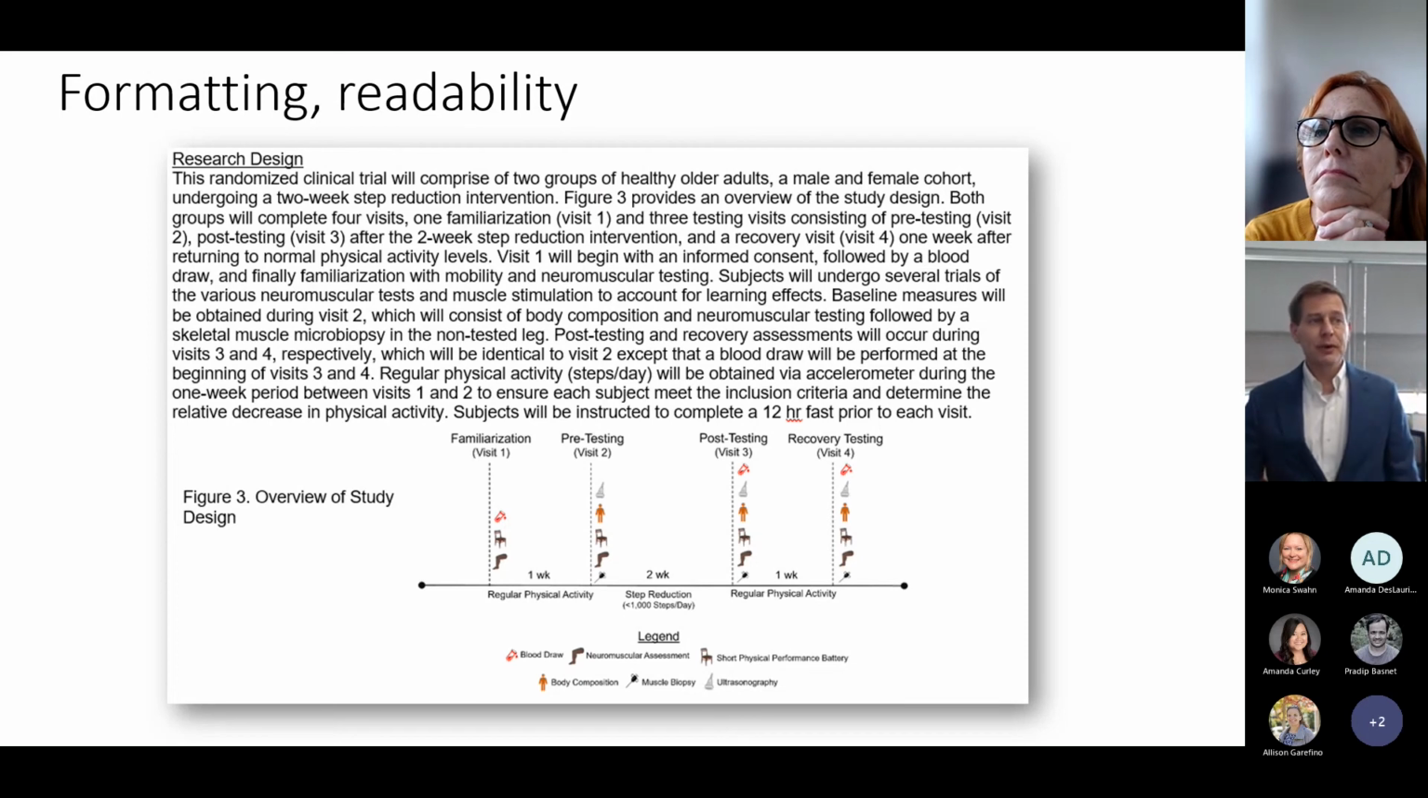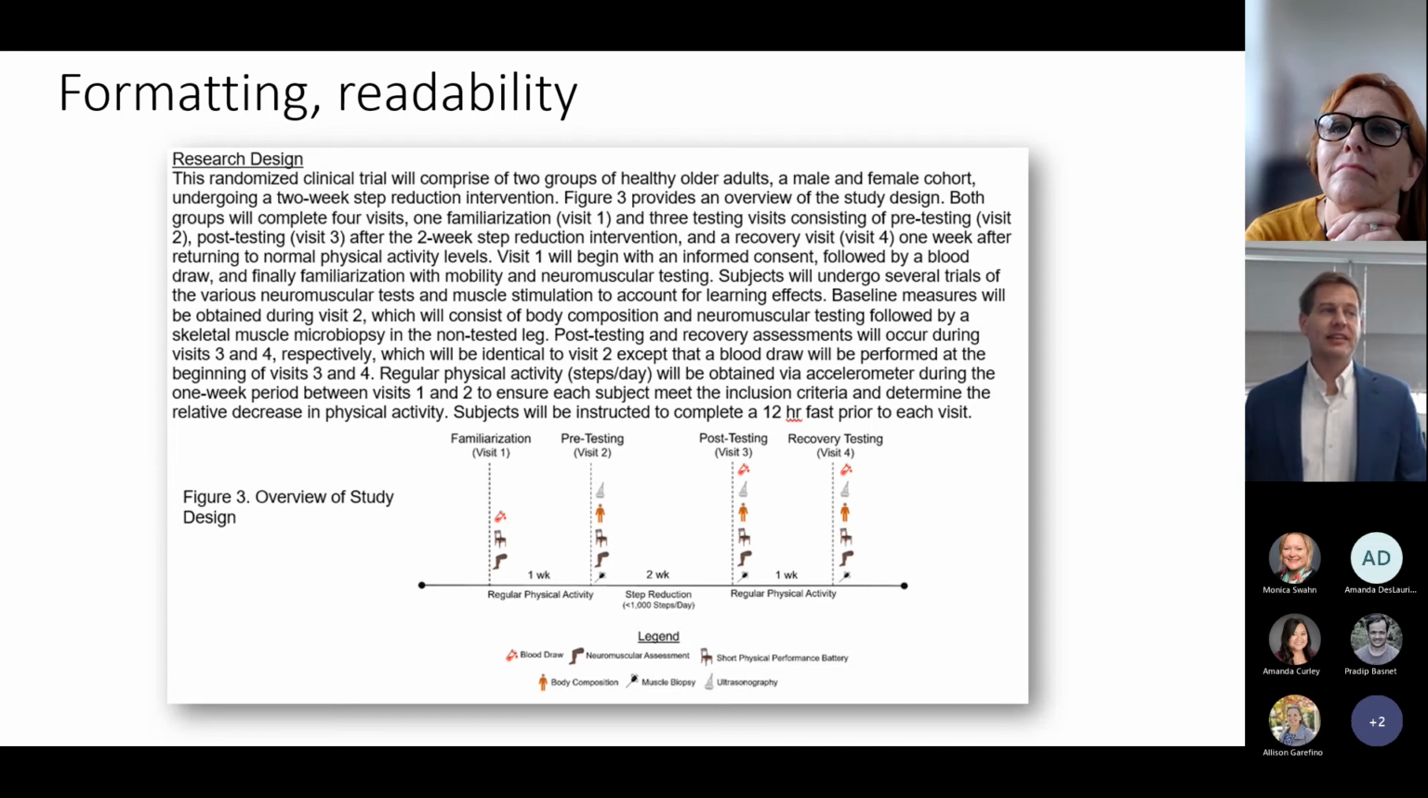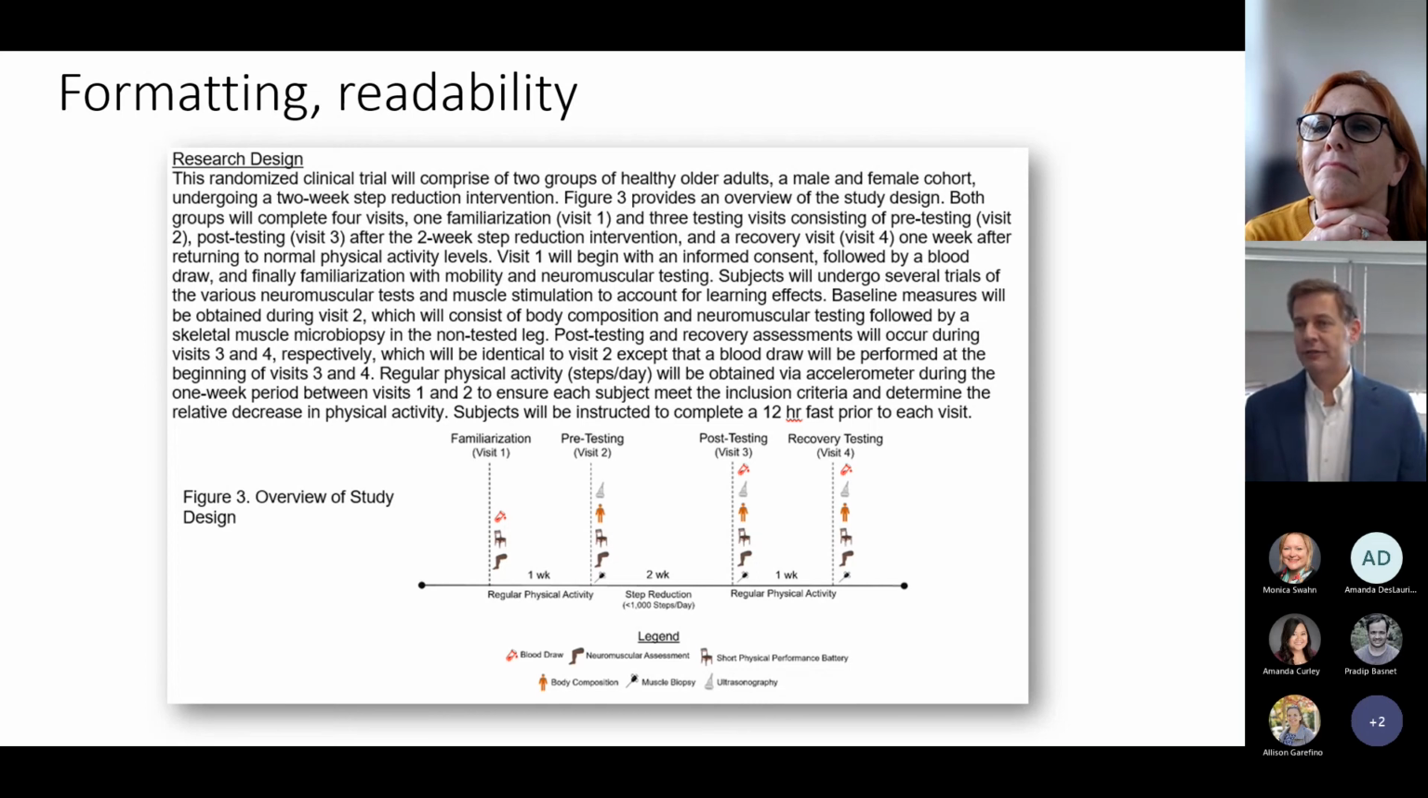You may be reading something like this and you don't know what a skeletal muscle microbiopsy is, and you haven't seen anything with neuromuscular testing, and so you're already kind of behind, and you don't have the expertise that the panel would have. But you can still provide really helpful feedback.